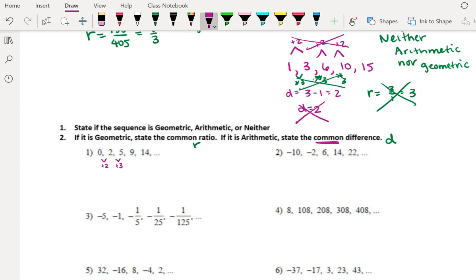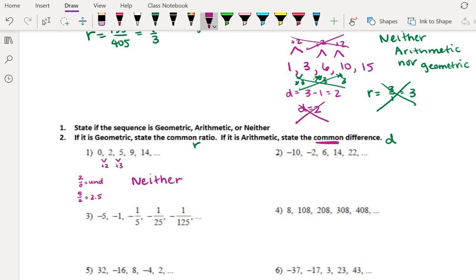So then I'm going to check the common ratio. If I do 2 divided by 0, that's undefined. If I do 5 divided by 2, that's 2.5. So I don't get the same value, which means this would be a neither. It is not arithmetic and it is not geometric.